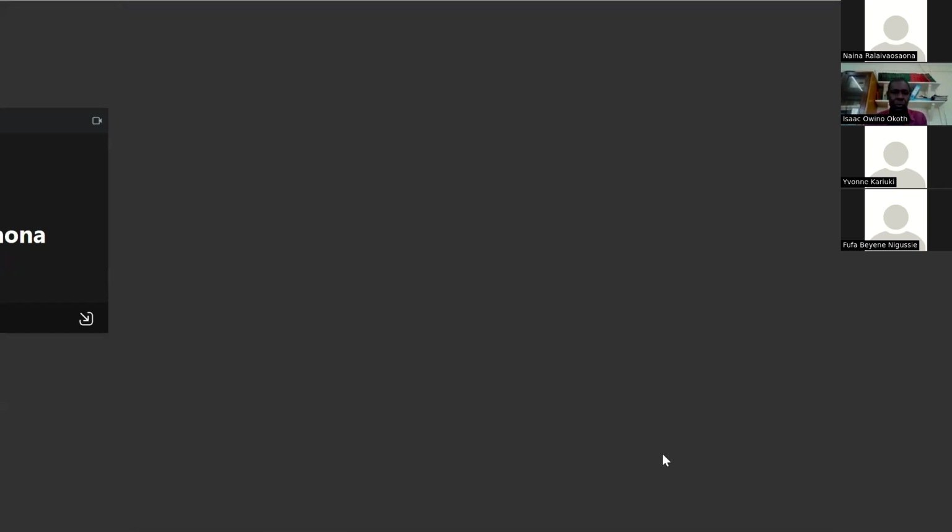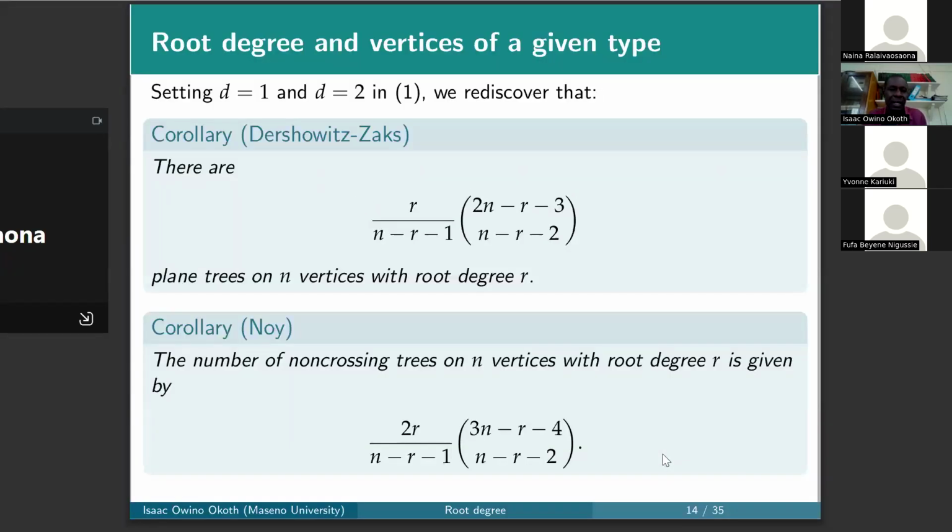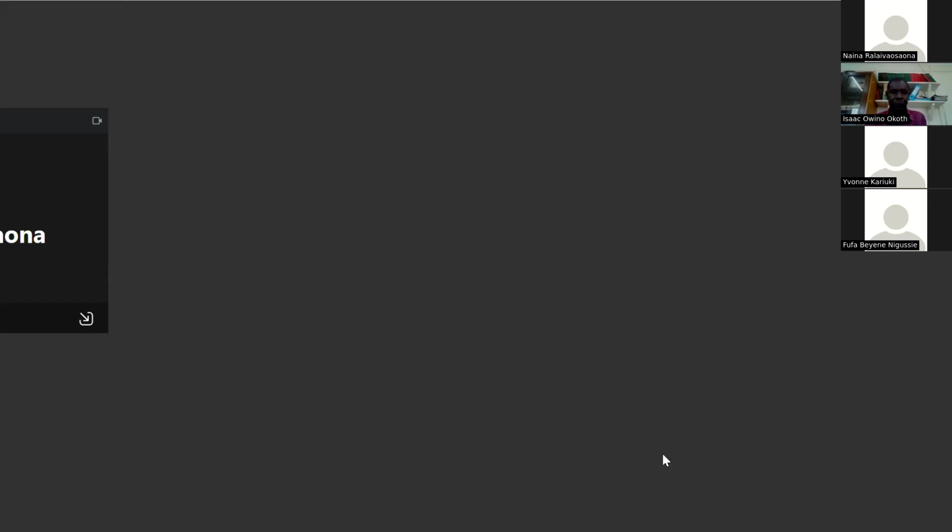Then when we set d equals 1 and d equals 2, we discover the formulas for the number of plane trees on n vertices with root degree r, which was first obtained by Chávez and Zaks in 1980. And when we take d equals 2, we get the number of non-crossing trees on n vertices with root degree r that was obtained by Noy in 1998.